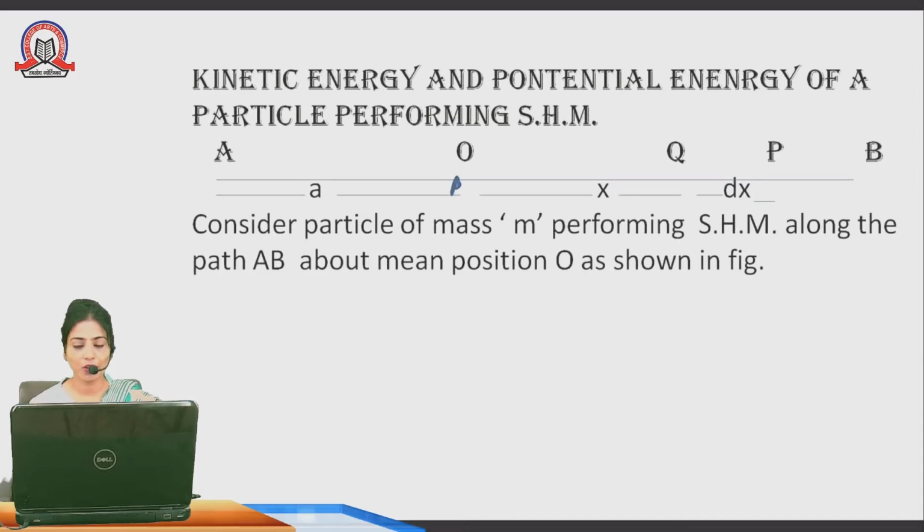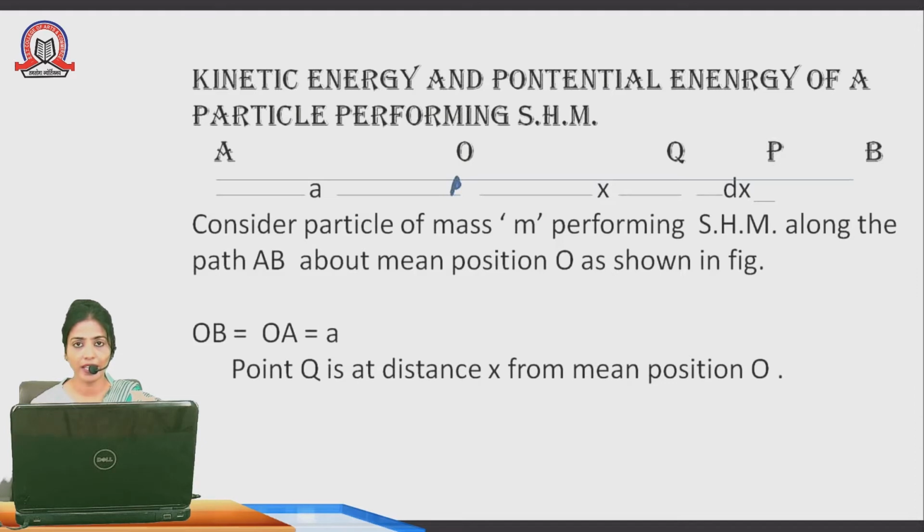Consider a particle of mass m performing SHM along the path AB about mean position O, as shown in the figure. Dear students, here the path is AB and O is the mean position. OB equals OA equals a. The distance between AO and OB is a.